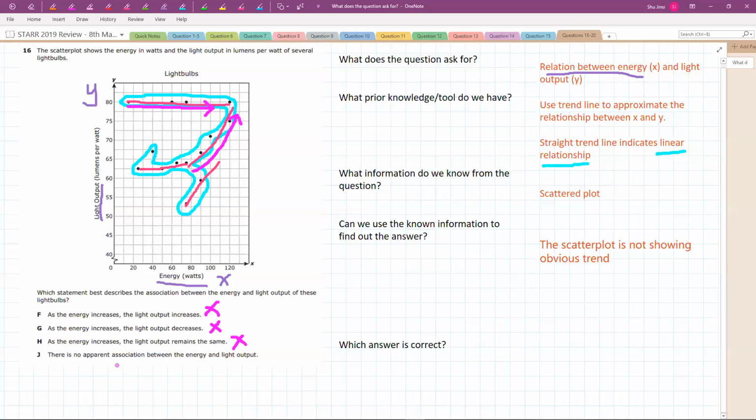And J says there's no apparent association between energy and light output. So this one is correct. We cannot decide the trend. We cannot decide the relationship between energy and the light output. So there's no obvious association, and the answer is J. Did you get the correct answer?